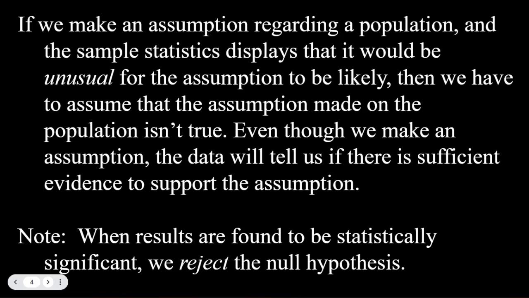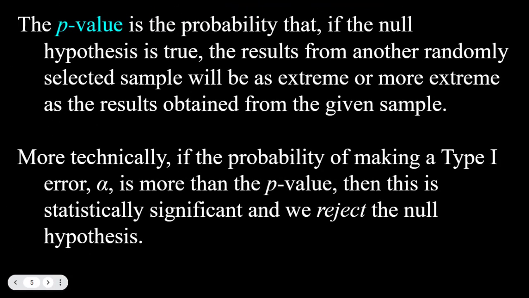Something equals something else. Note, when the results are found to be statistically significant, we reject the null hypothesis. So in other words, if our data tells us that the null hypothesis being true is unusual, that means the results are statistically significant and we reject the null hypothesis.